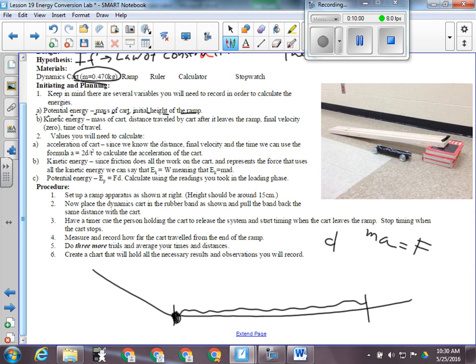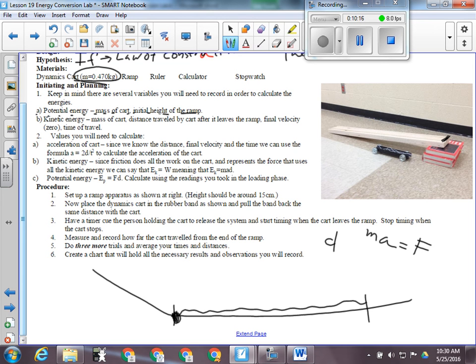So that's how I'm indirectly going to calculate the kinetic energy at the bottom of the ramp, because there's really no way for me to know how fast it was going at the bottom of the ramp. I don't have a radar gun. I don't have anything like that where I can measure how fast it was going. This is the best way to do it.